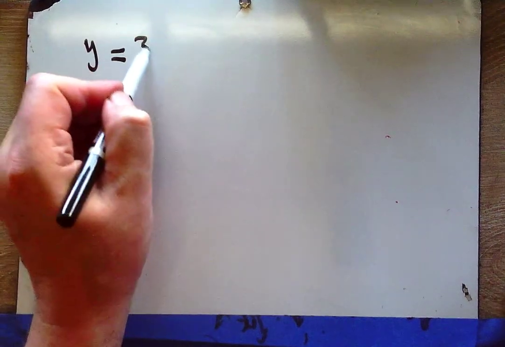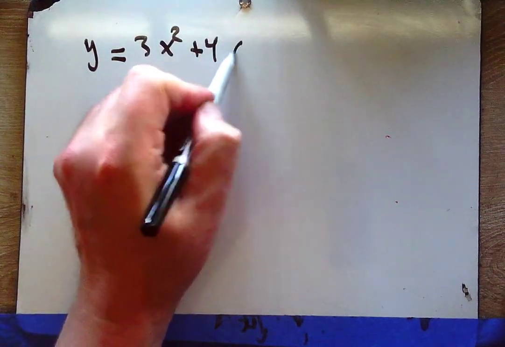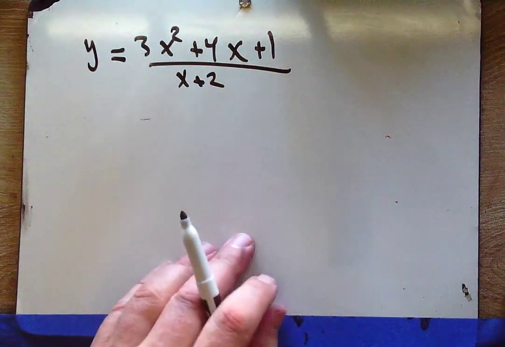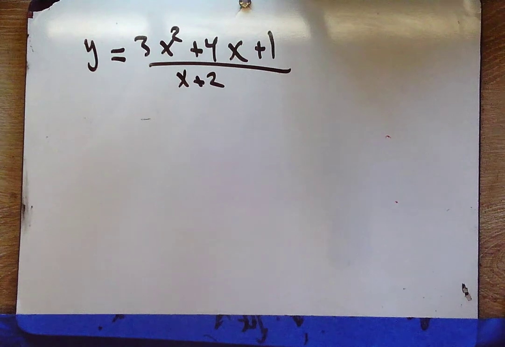Okay, how about this one? Y equals 3x squared plus 4x plus 1 over x plus 2. Okay, graph away. See you in a few minutes.